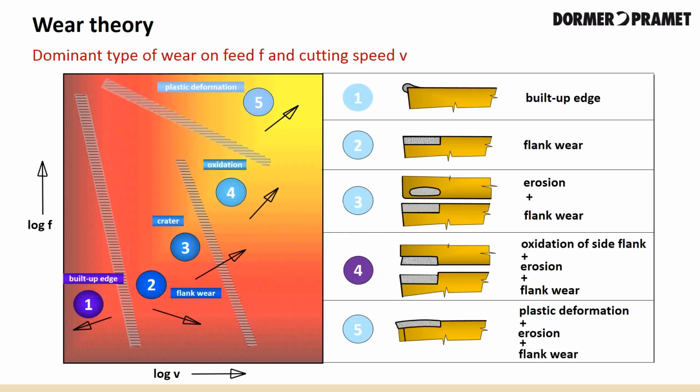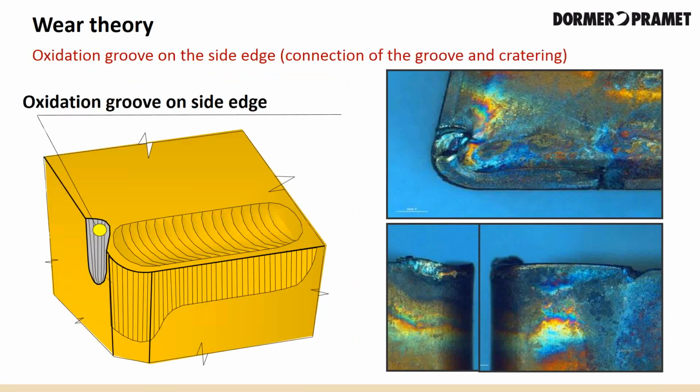Looking at 4 here, if we continue to increase the cutting speed and feed rate, the flank wear will increase as well as the cratering process. But also with the increase, we will create the formation of an oxidation groove on the minor cutting edge. This is a groove at the point where the tool radius has ceased to have contact with the workpiece. And on the left-hand side of the depiction, you'll see it here where the little yellow circle is, or you'll see it on the top picture on the right. And that is what we're referring to on the minor edge.